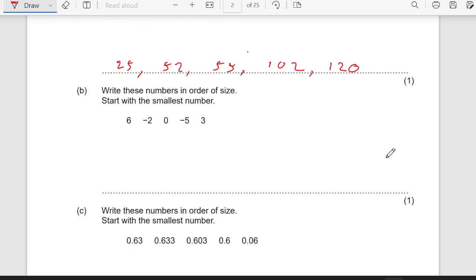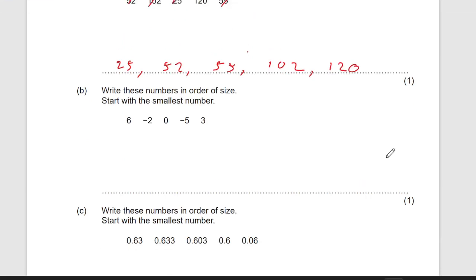Part B, write these numbers in order of size, starting with the smallest. So my smallest is -5. I've then got -2. I've then got 0. Then I've got my positive integers, 3 and 6. Again, separate them with commas.